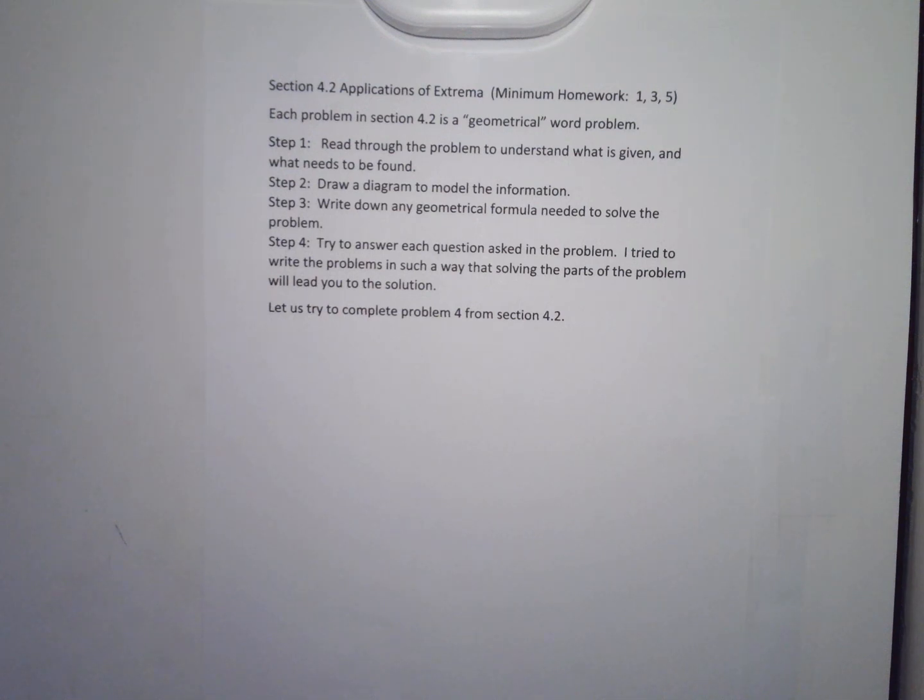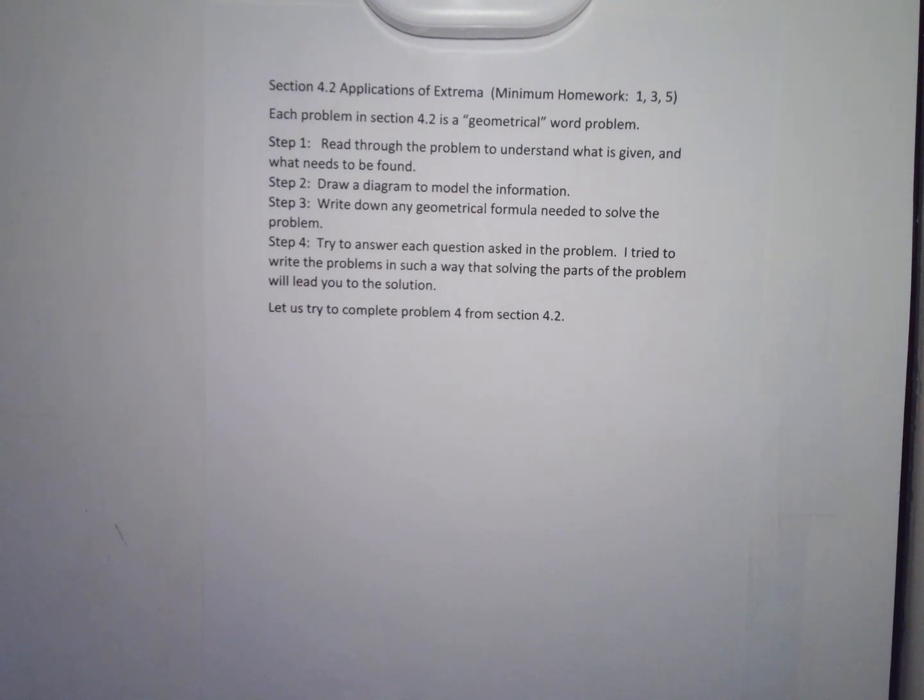Each of the problems in section 4.2 is a word problem, and they're not business word problems, these are just geometry word problems. I believe the section has 8 problems, and we're only going to work on problems 1, 3, and 5, which are kind of 3 very similar problems. There's a subtle difference, but it's a subtle difference.